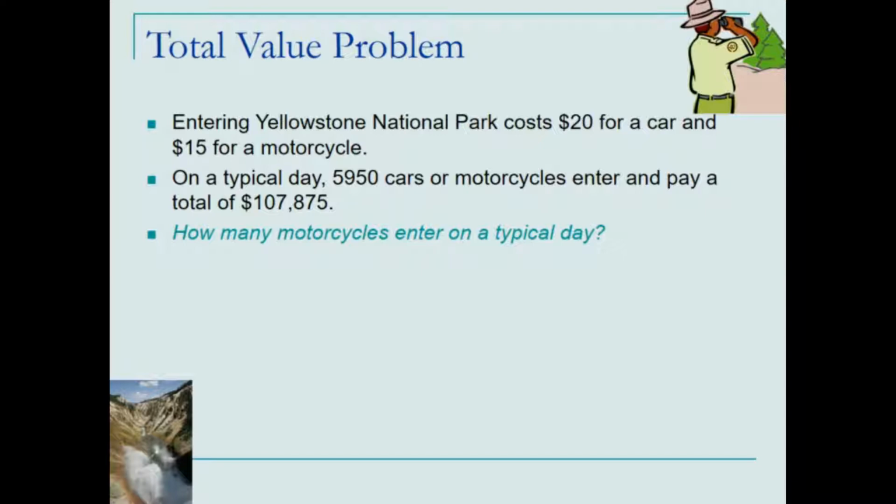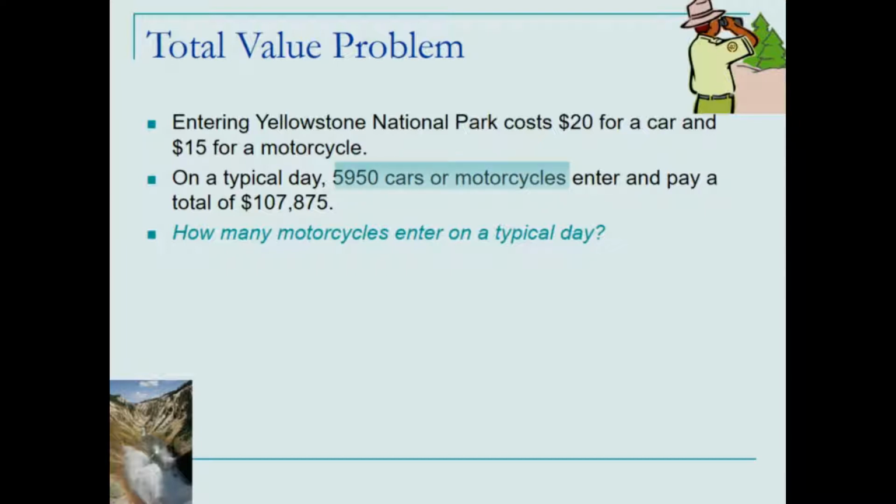So we're talking about two different variables here, cars and motorcycles, with the question asking us simply how many motorcycles enter. We will need to generate two equations because of the fact that we have two unknowns.